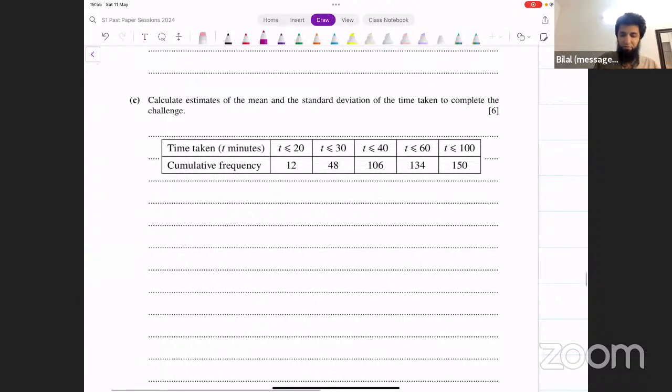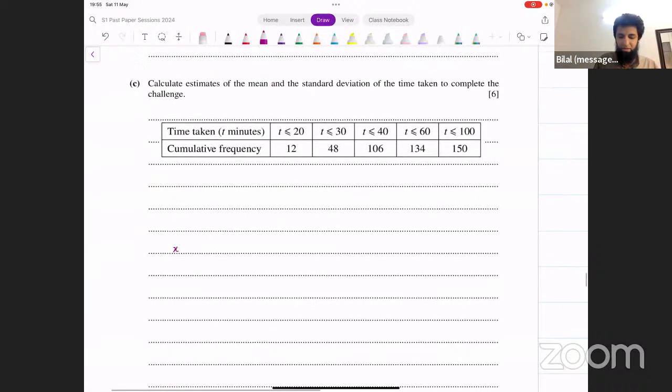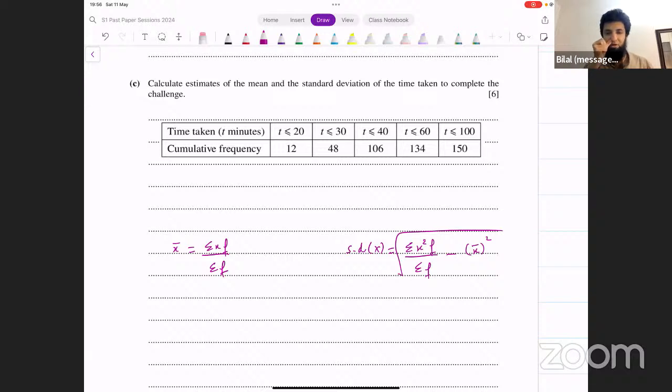Now the formulas that we've got for mean and standard deviation, they look like this. X bar is given by sigma xf over sigma f, and standard deviation of x is given by sigma x squared f divided by sigma f, minus mean squared, and then square root of that whole thing. These are the formulas for mean and standard deviation. Now, f represents frequency, it does not represent cumulative frequency. So we are not going to be using cumulative frequencies. We want frequency instead. And x represents the midpoints of the intervals.